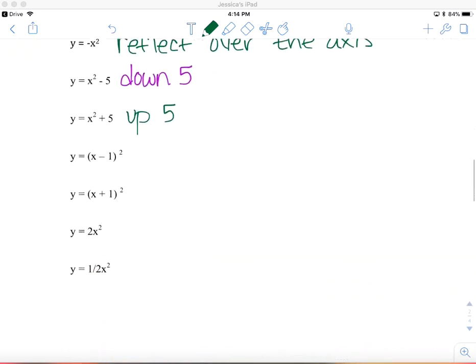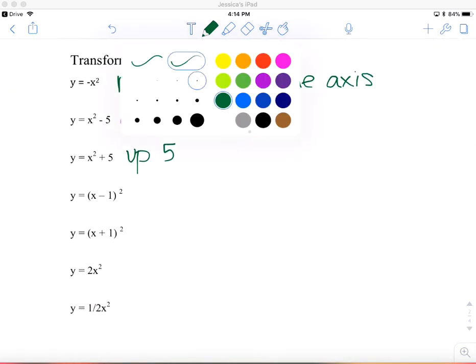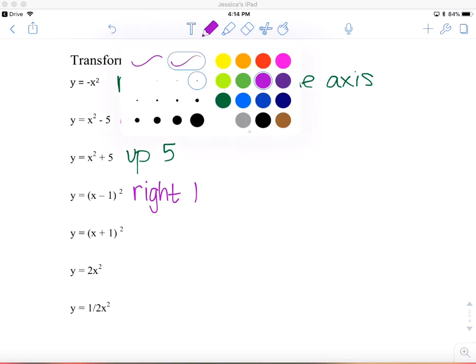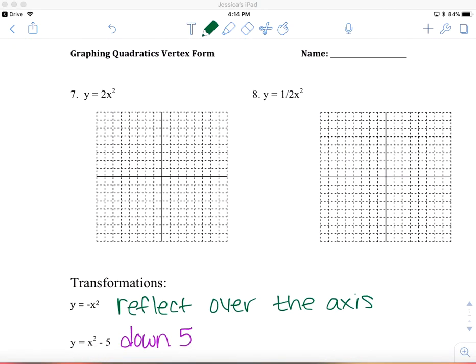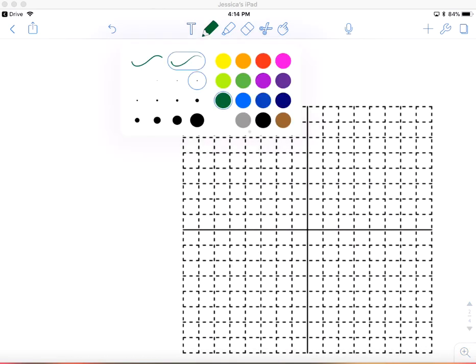These are our next two transformations on our list. X minus 1 squared means I am moving right 1. X plus 1 in parentheses squared means I am moving left 1. Now we're to our last two transformations. So starting with number 7, I'm going to use the exact same x values.